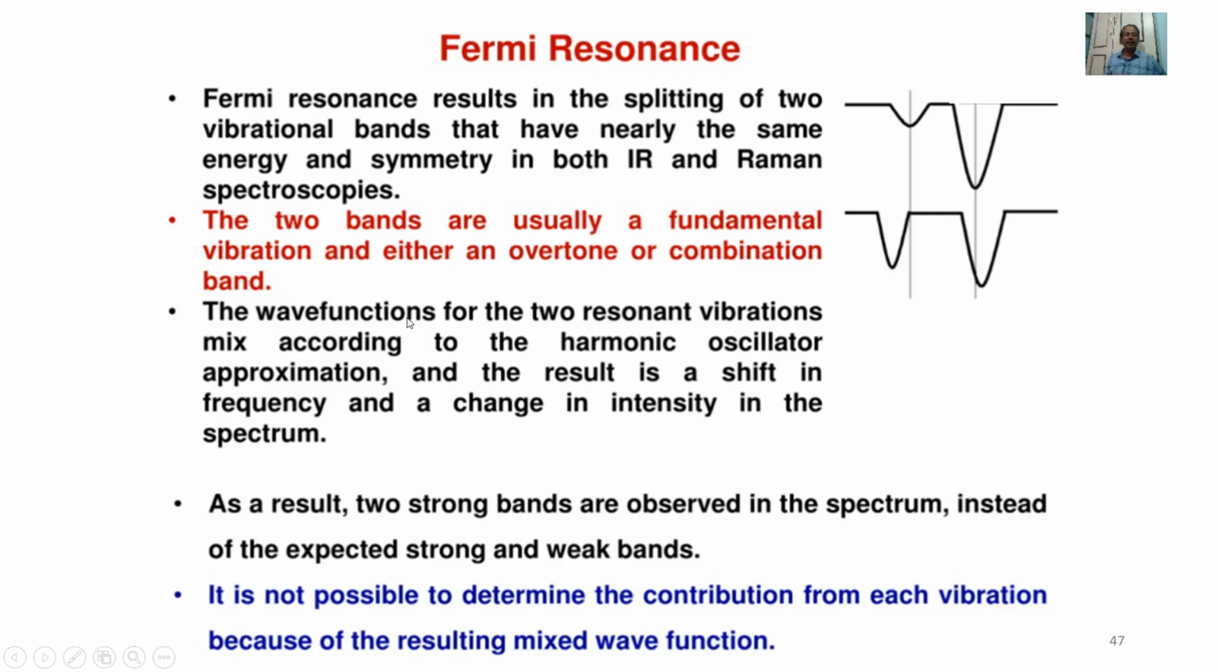The wave functions for the two resonant vibrations mix according to the harmonic oscillator approximation, and the result is a shift in frequency and a change in intensity in the spectrum. As a result, two strong bands are observed in the spectrum instead of the expected strong and weak bands. It is not possible to determine the contribution from each vibration because of the resulting mixed wave function.